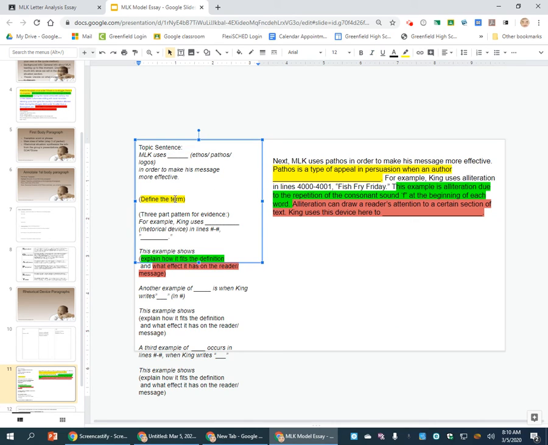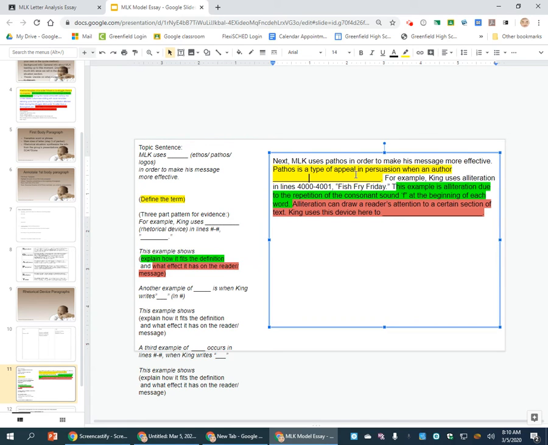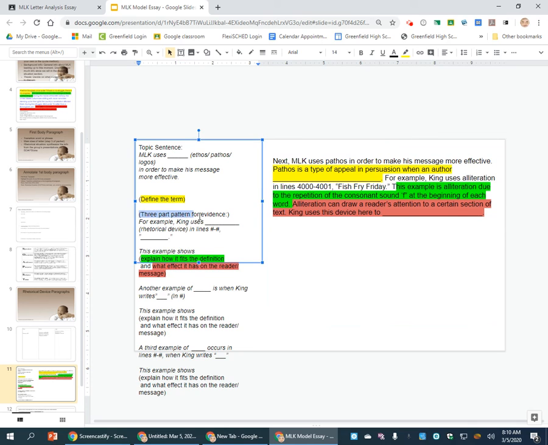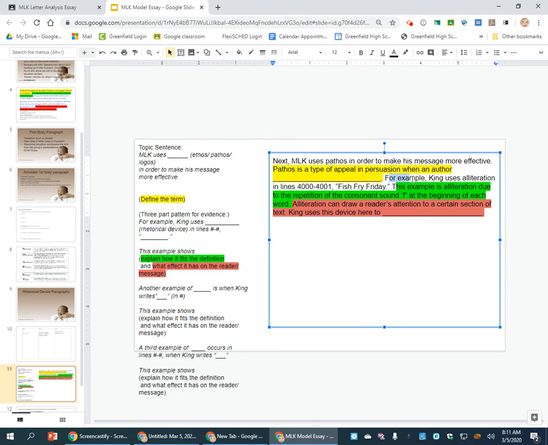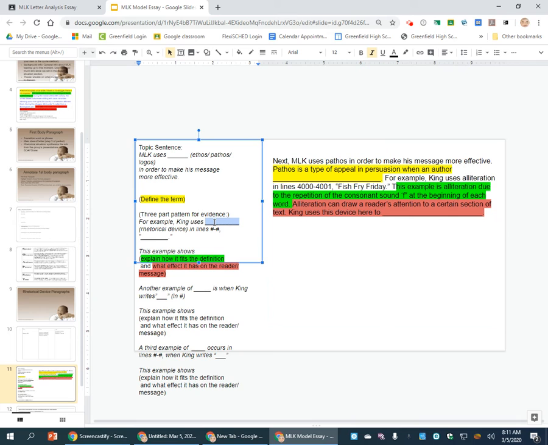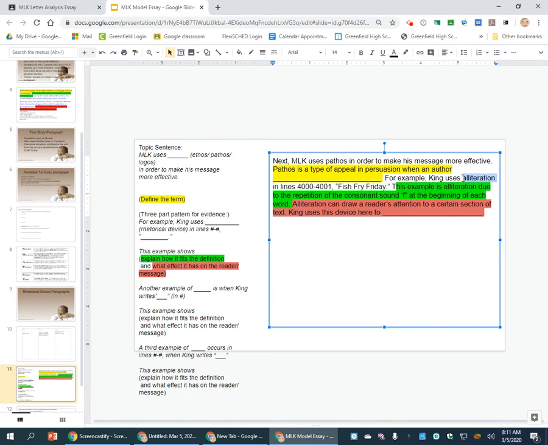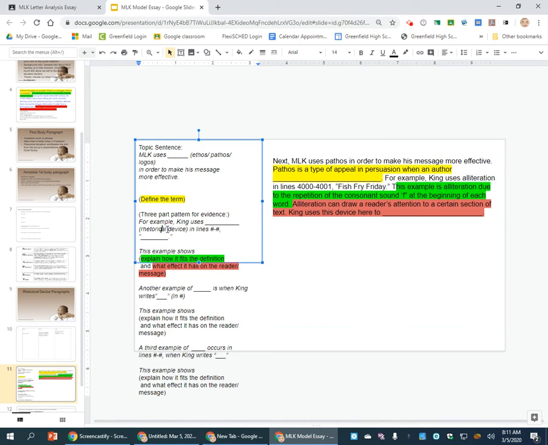Then I need to define the term. Pathos is a type of appeal and persuasion wherein the author, and then your definition, I'm not going to give it to you. Then we have to use a 3-part pattern to show the evidence and explain it. For example, it's a good sign that you're going to give evidence when you say, for example, King uses, fill in the blank, alliteration in lines 4,000 through 4,001.